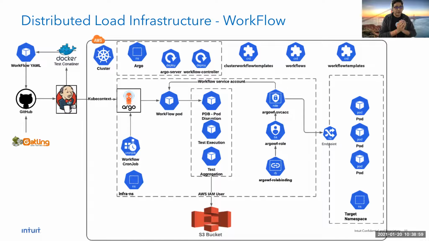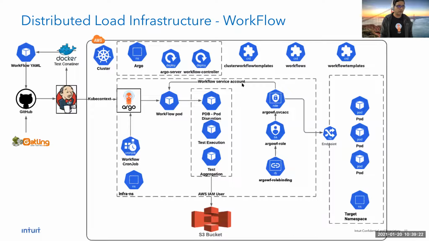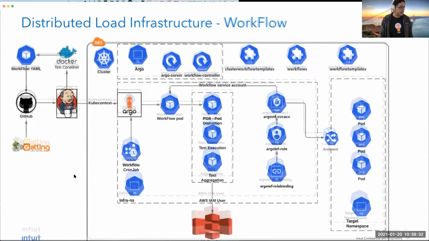Argo has a specific role and permission we have defined, and those role and binding can have execution on a specific namespace. Initially it will go and create a pod disruption budget, then it will execute the test, aggregate the results and put them in S3. This is the setup we need on Argo for a specific cluster or workload. All those recipes are available on the community side as well as in the Argo onboarding guide.